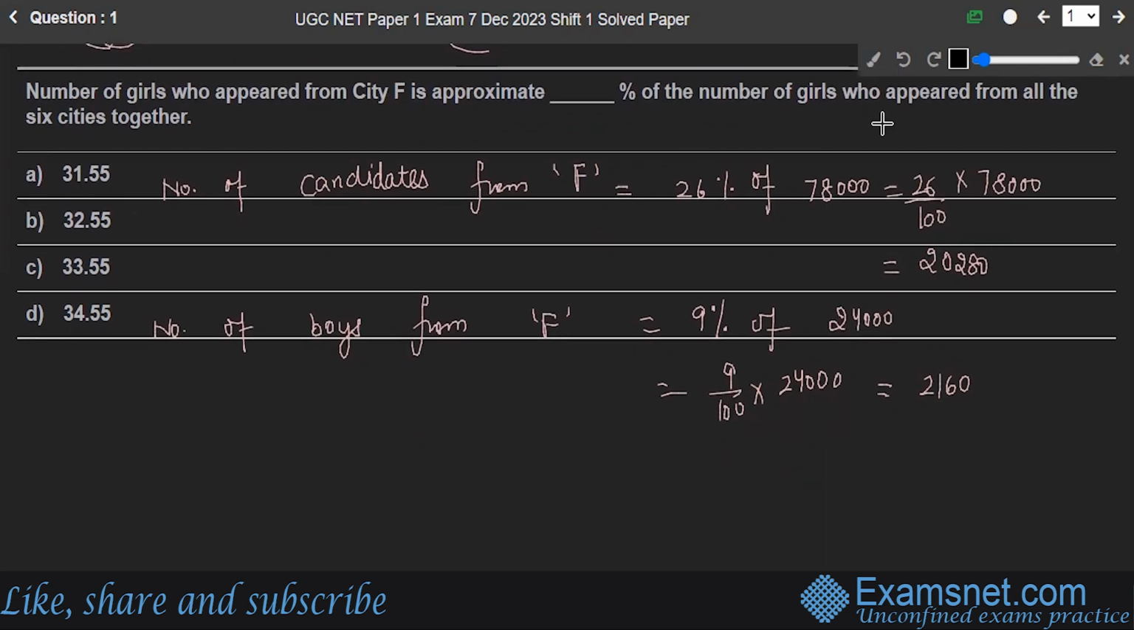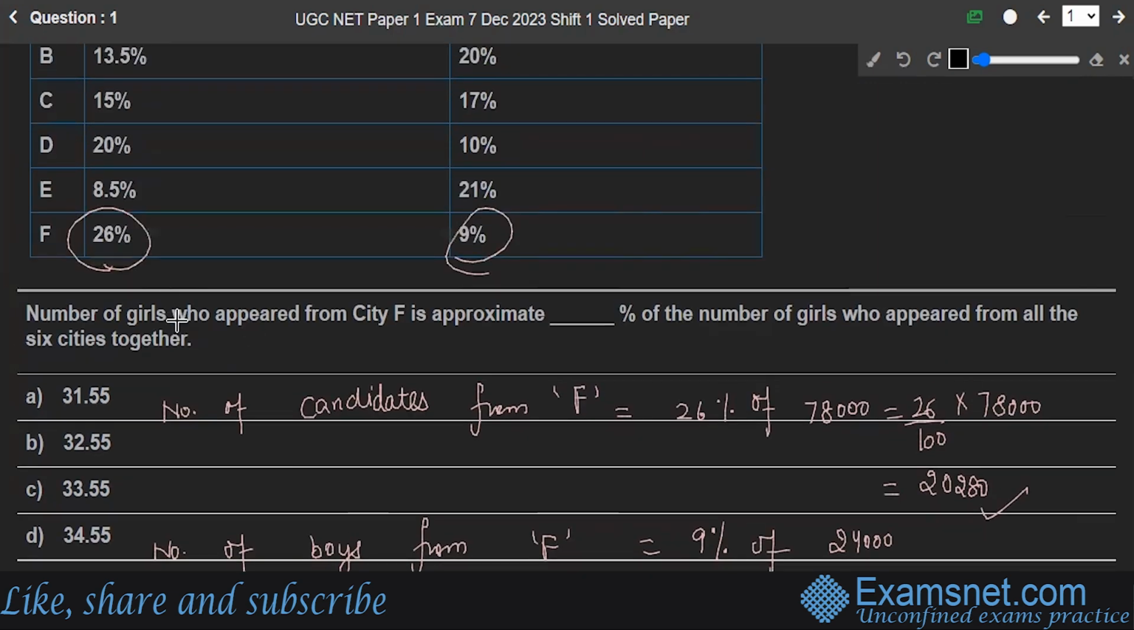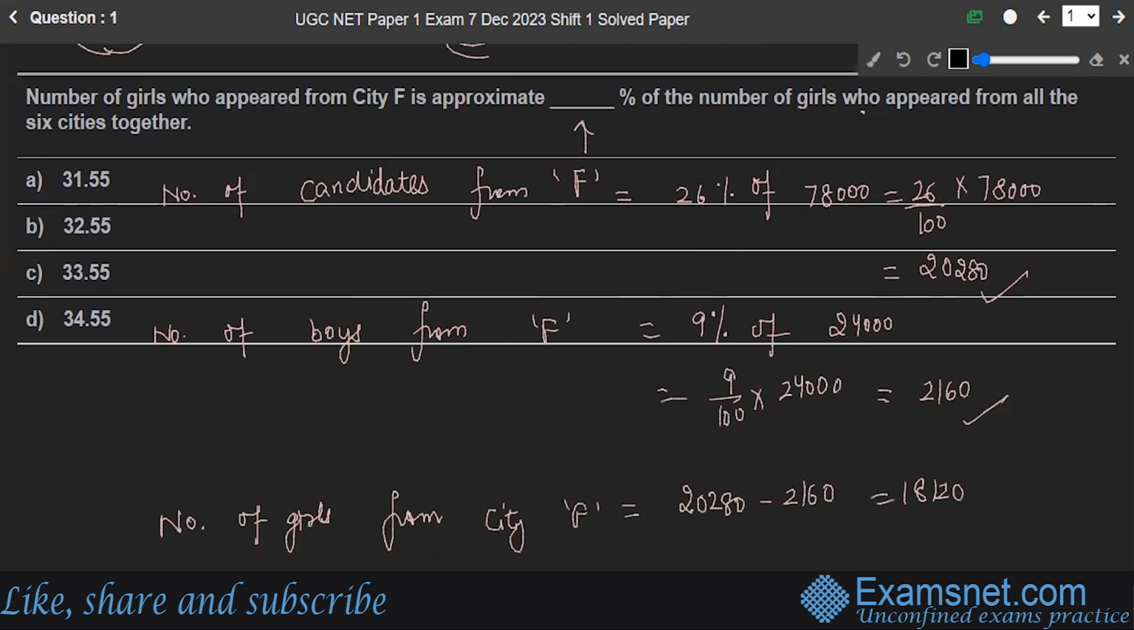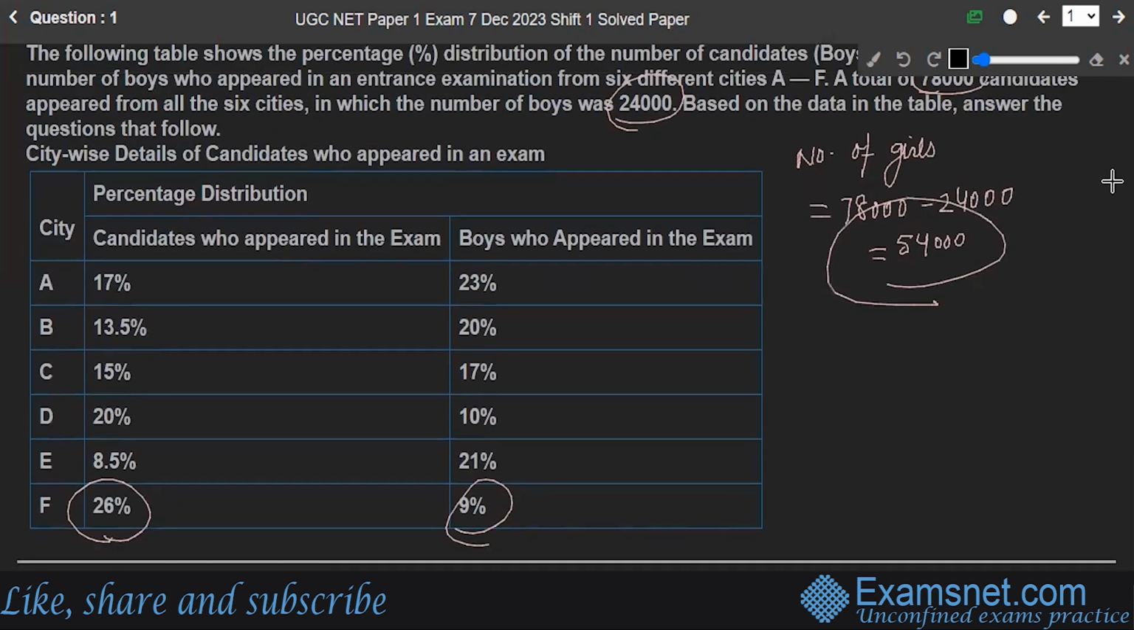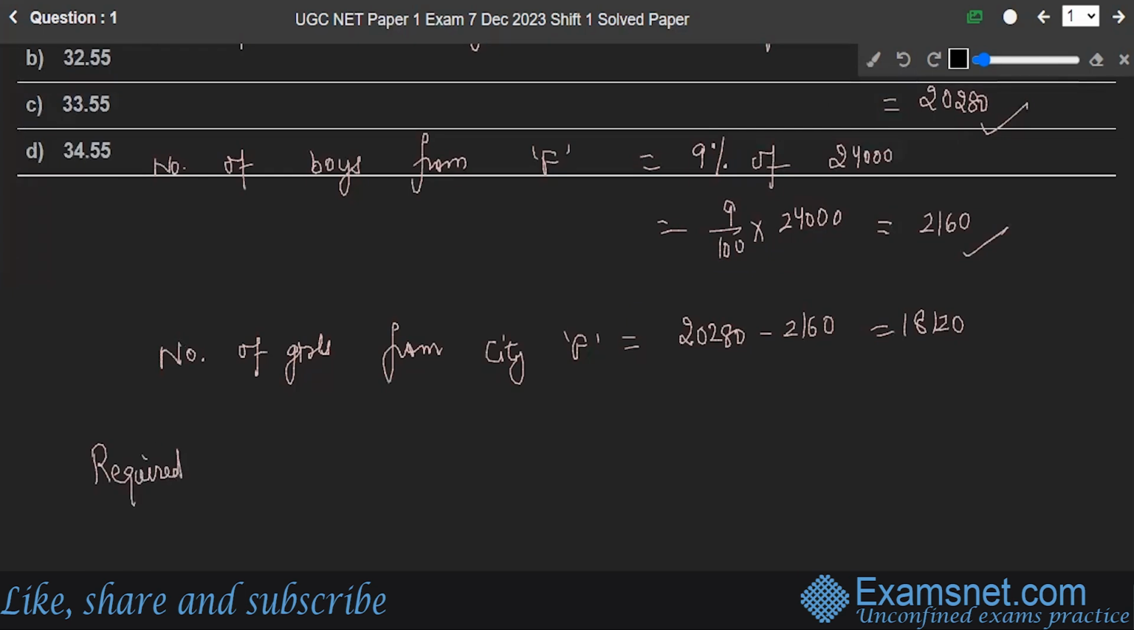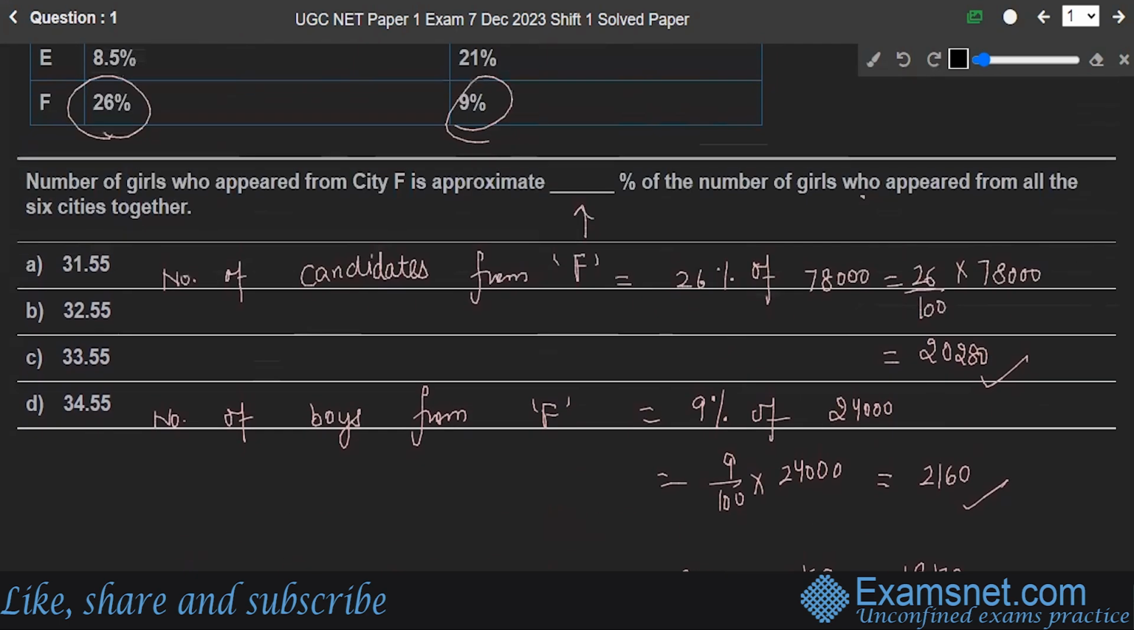So the number of girls from city F will be given by total minus this, that is equal to 20,280 minus 2160, that is equal to 18,120. Now you need to find out the number of girls who appeared from the city F is approximately dash percentage of the number of girls who appeared from all the cities together. So how many girls appeared from all the cities together? That was this much. These were the number of girls. So the required percentage is equal to the number of girls from city F, that is equal to this, divided by the total number of girls, multiplied by 100. That gives you 33.55%. So this is the answer to the question. You have option C as the right answer. Hope you got that.